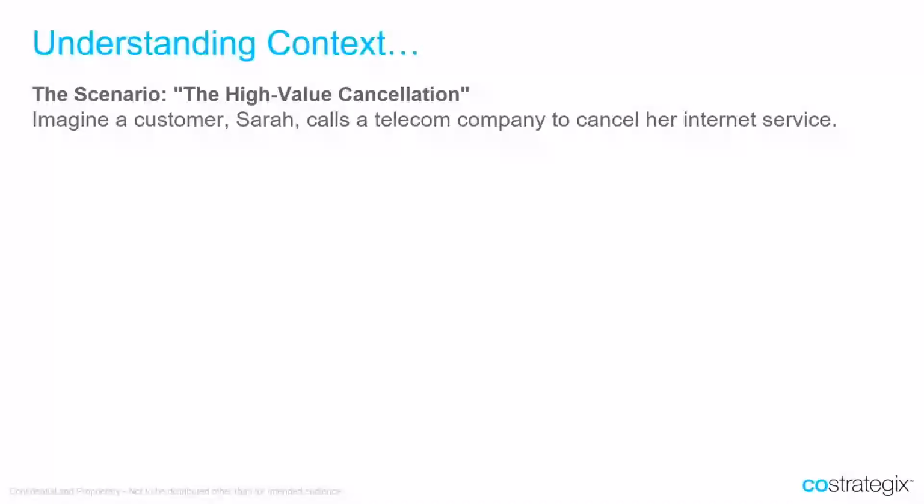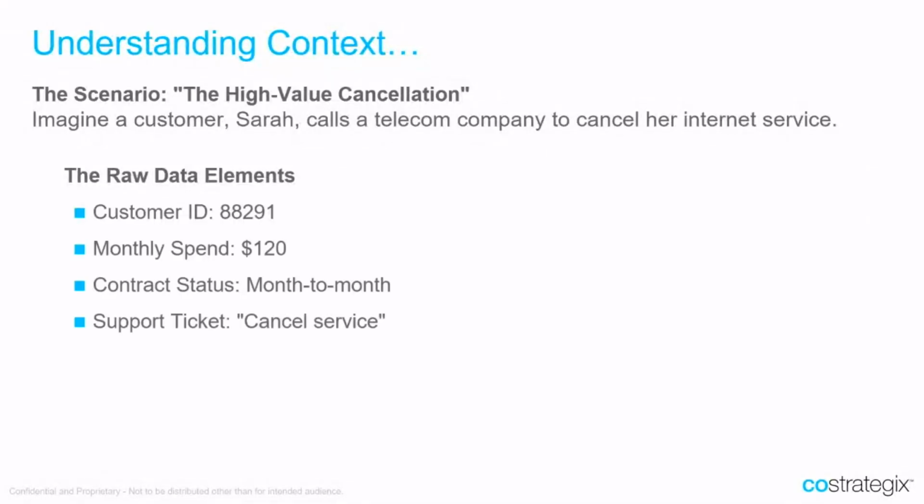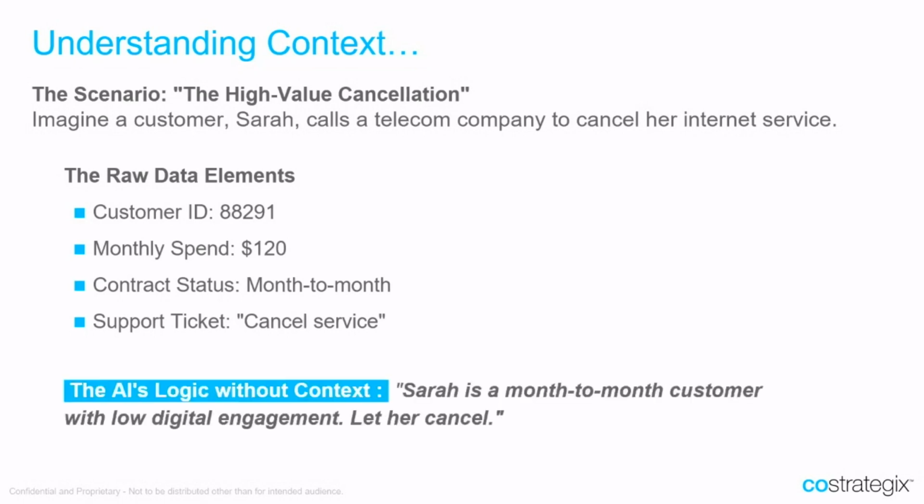So take an example scenario here. This is a high value cancellation. Sarah calls a telecom company to cancel her internet service. The raw data elements are: her customer ID is known, her monthly spend is known, contract status is known, and a support ticket shows up as cancel service. The AI's logic, if an agent were supporting this ticket: Sarah is a month-to-month customer with low digital engagement. Let her cancel, in fact, make her cancellation process easy. Don't give too much trouble, or don't try to retain. Just help her out through the process. That might be where we conclude.